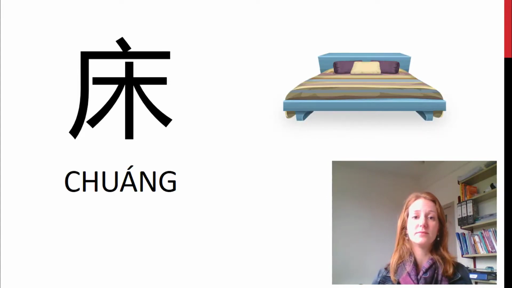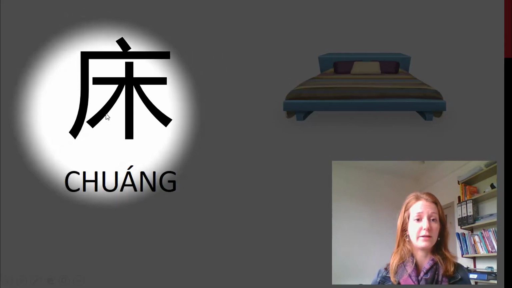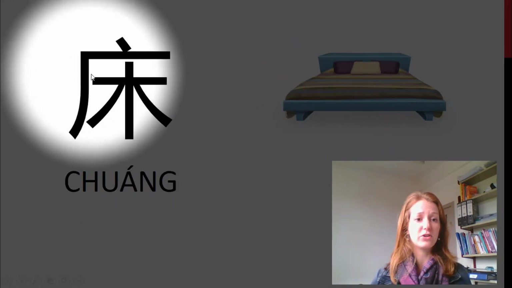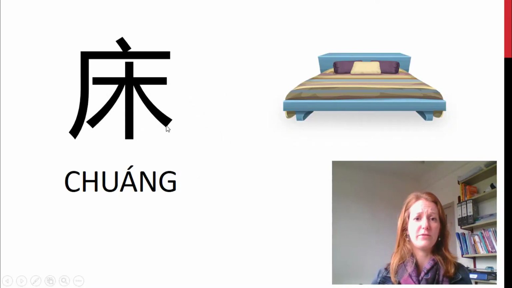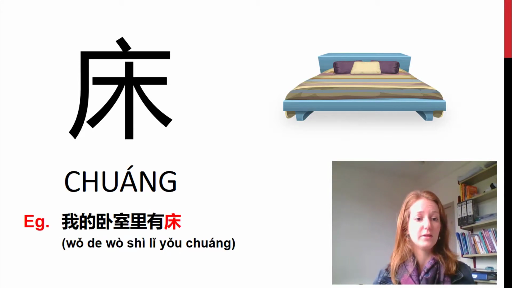床. Now in a lot of these pieces of furniture we have a lot of wood radicals. So here we have our first wood radical. The radical at the top here is a factory radical. So you might imagine all the big factories that sell the beds. 我的卧室里有床.